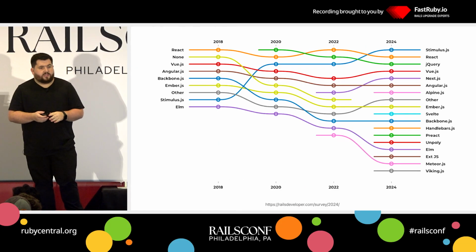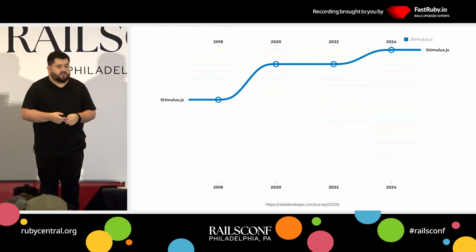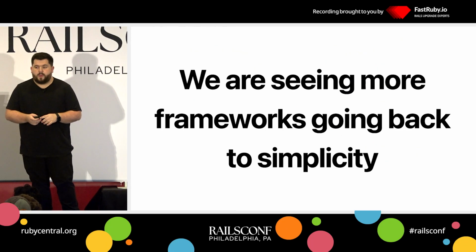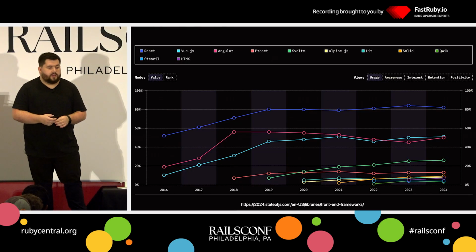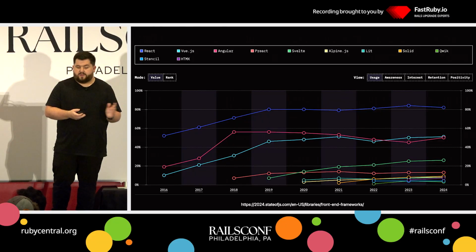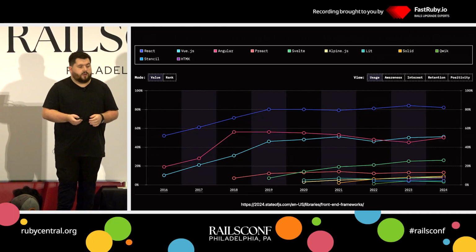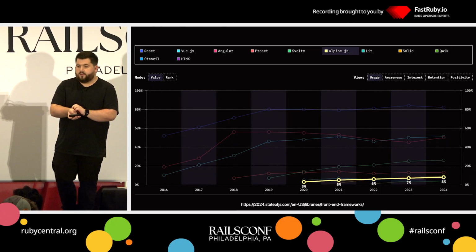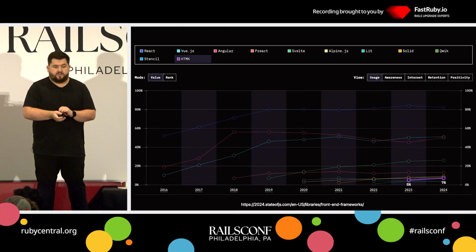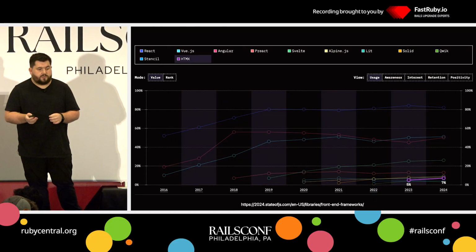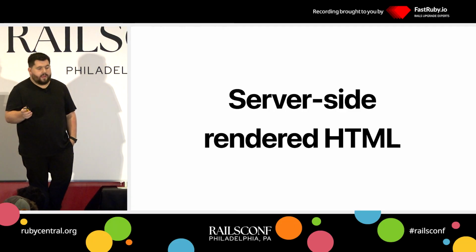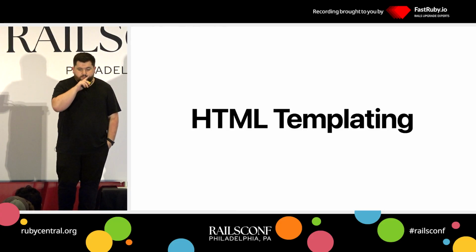In the last Rails survey, we also saw that Stimulus rose up to the top as the number one framework in the Rails ecosystem. But we are also seeing the same for the broader web community. In the State of JavaScript survey, we also saw Alpine.js rise up to 8% in 2024, and HTMX, which is similar to Turbo, rise up to 7% as well. So it's all about server-side rendered HTML and HTML templating.